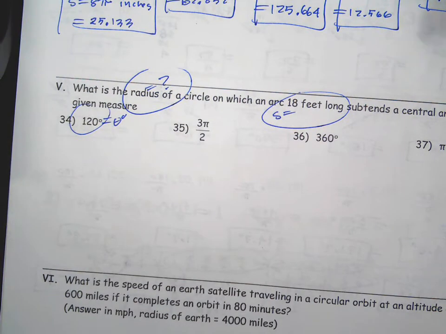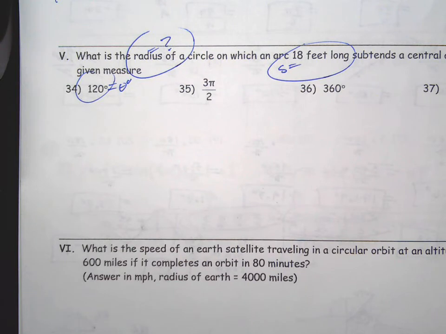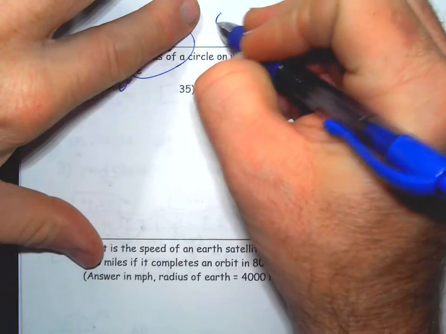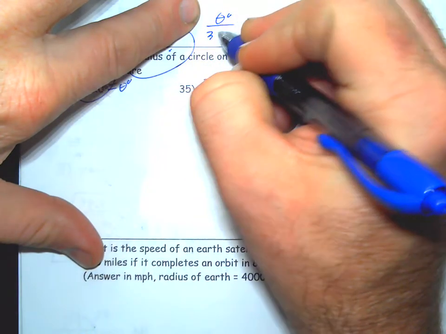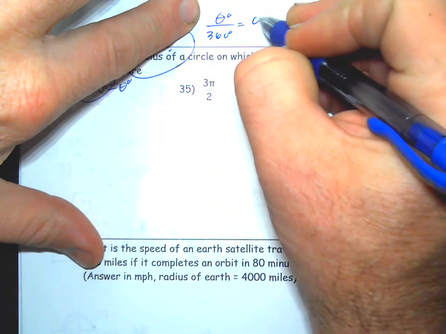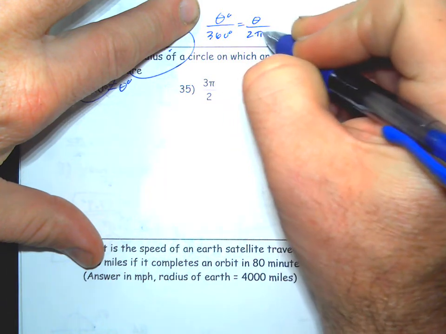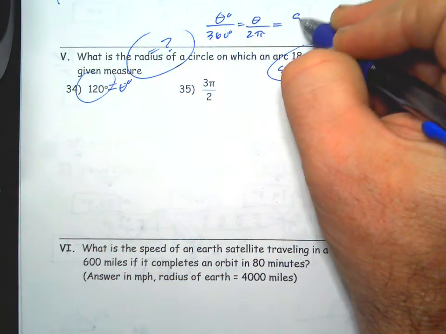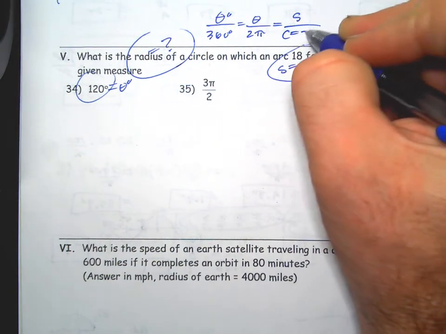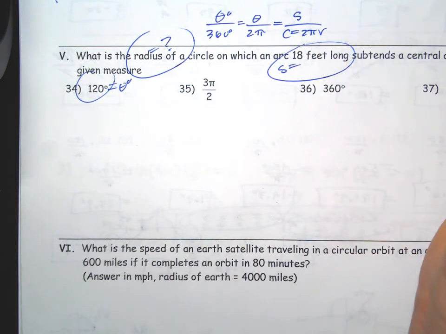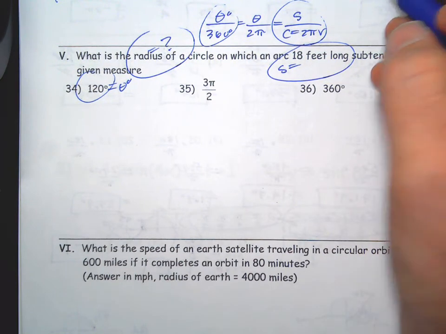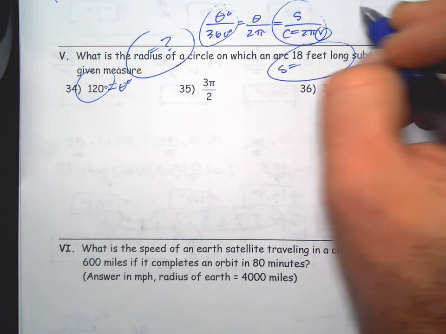Okay, so we're trying to find the radius. I would go back to that basic relationship: theta over 360 degrees equals theta over 2 pi equals the arc length over the circumference 2 pi r. If you have degrees, you're going to use these two, and you want to solve for r.